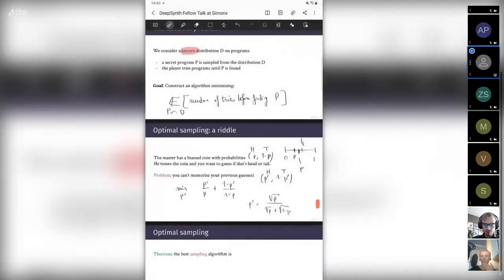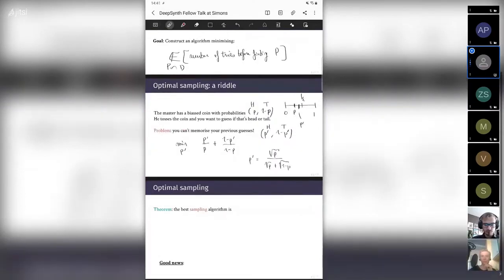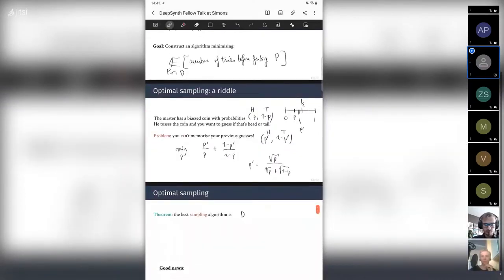And now actually there's a much more general theorem that says exactly that. The optimal sampling algorithm against the distribution D is some distribution D prime defined as follows. D prime of P is essentially just square root of D. But this is not a distribution, so you need to renormalize it. So you take all programs and you just divide it like this.